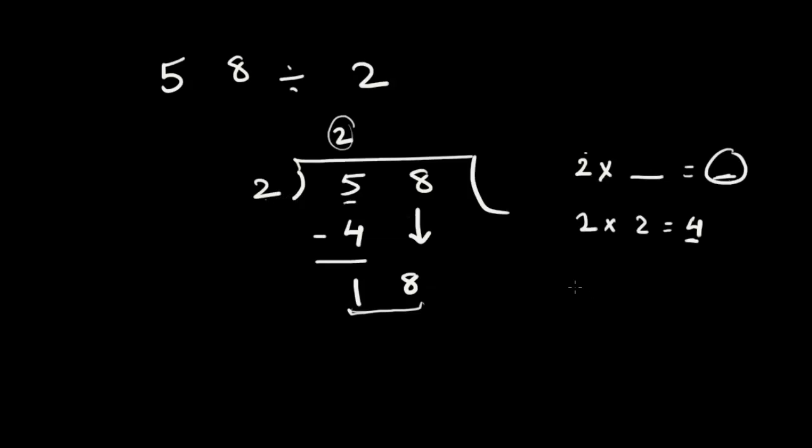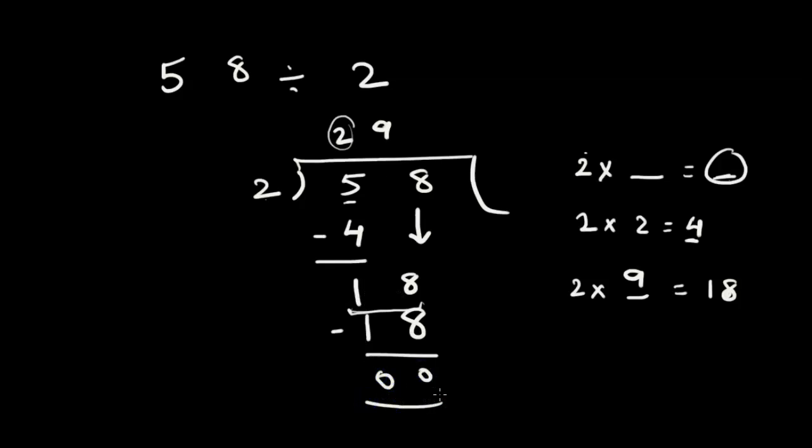So what multiplied by 2 would give me 18? If I get the number 18 in the table of 2, I write that number underneath this 18. Where I get that number is 9. I put that here. So 2 times 9 is 18. When I subtract, 8 minus 8 is 0, and 1 minus 1 is 0. I am left with no remainder. My answer is 29 and the remainder is 0.